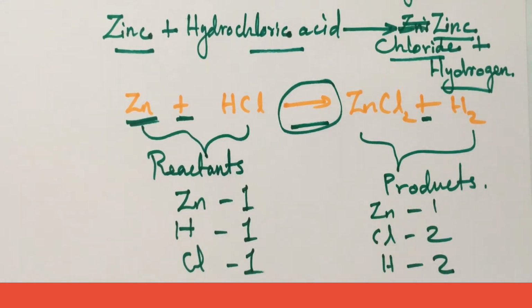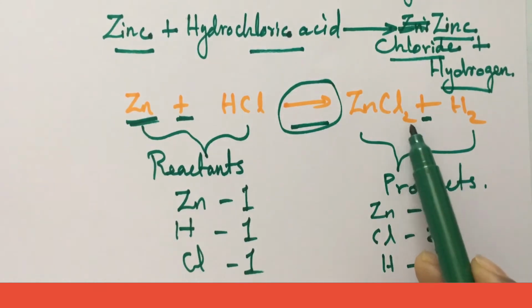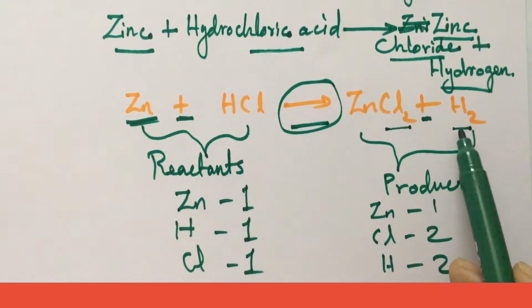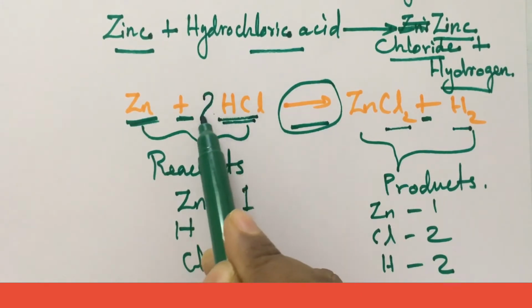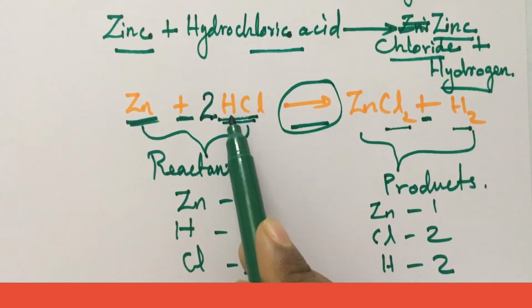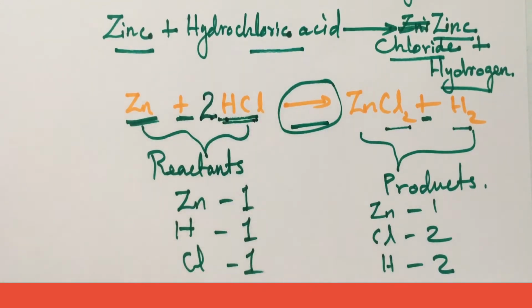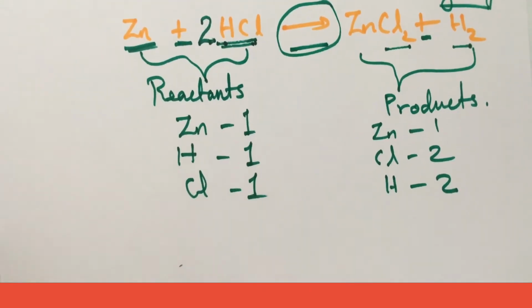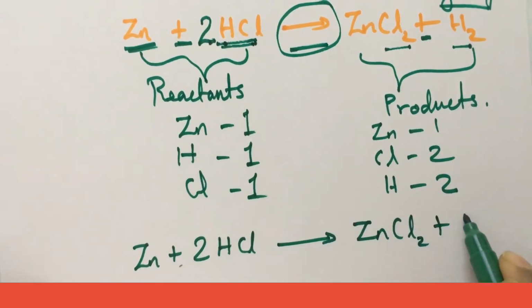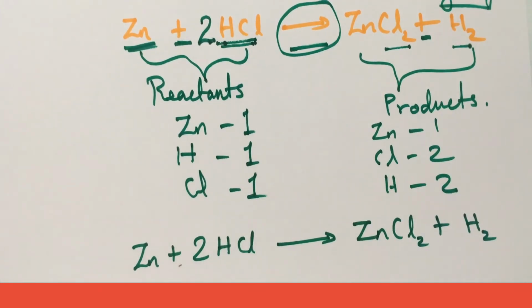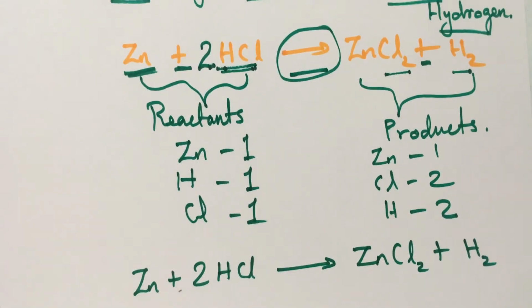So children, what we have to do, look here, Cl2 and hydrogen, if you take here, it is HCl. So if you put a 2 over here, that 2 becomes common for both hydrogen as well as Cl. So the balanced equation we get is Zn plus 2HCl gives ZnCl2 plus H2. So the first equation is balanced now. Let's move on to the next question.